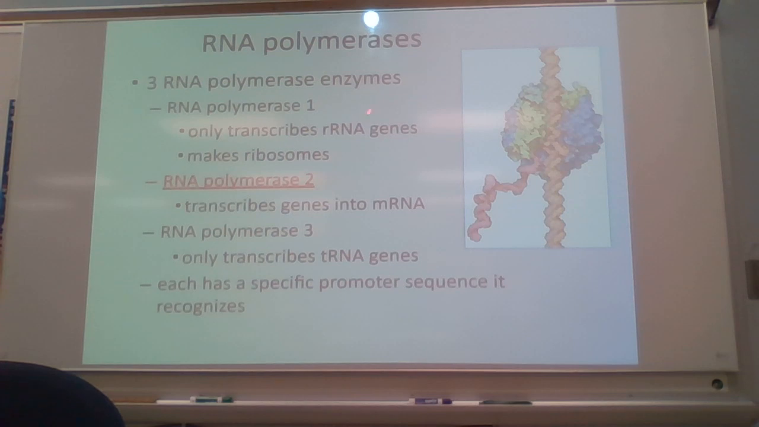So like RNA polymerase 1 only transcribes ribosomal RNA genes. So they're going to make the ribosomes. RNA polymerase 2 is what's going to actually transcribe our mRNA. RNA polymerase 3 only transcribes tRNA. And so we're going to talk about what a promoter is in a different section, but they're each going to attach to different places, different DNA sequences on the chromosome. So, again, you don't have to memorize what type of RNA polymerase makes what, just be aware that there are different types.